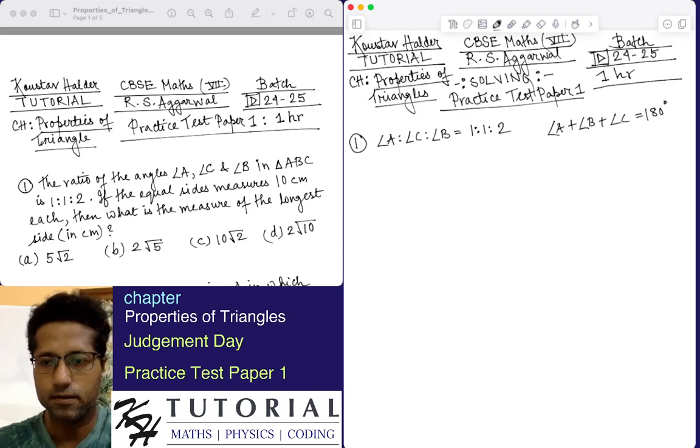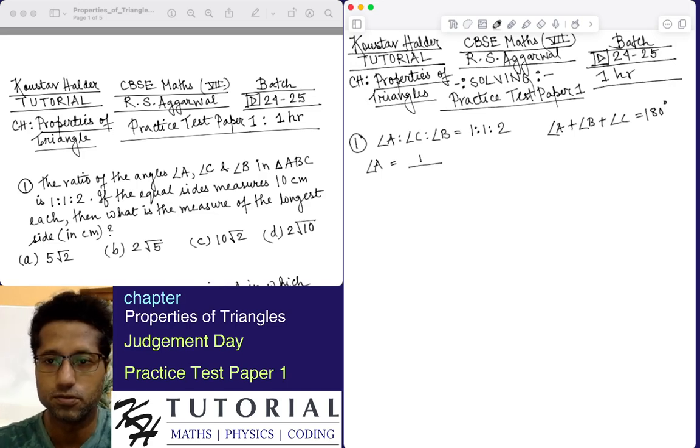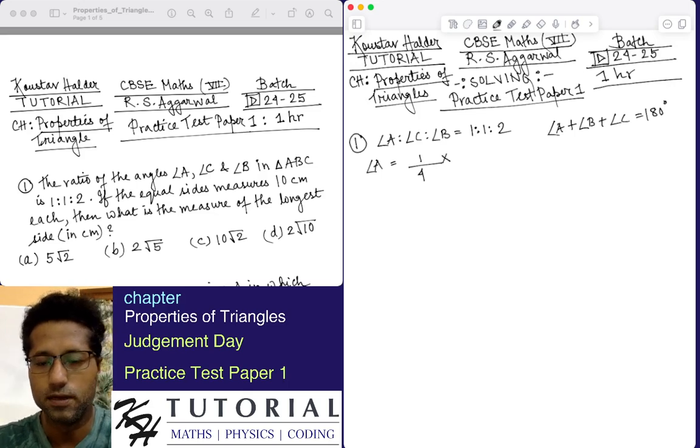Now, from this fact that the sum of the angles is 180 degree and the given ratio, we can easily find from the direct formula that angle A will be 1, that is the term in the ratio corresponding to angle A, by the sum of the terms in the ratio, that is 1 plus 1 plus 2. So 4, 1/4 into their sum, that is 180 degree. So this is 45 degree.